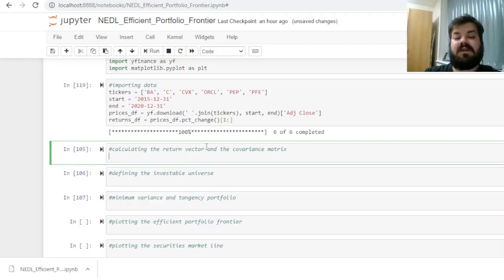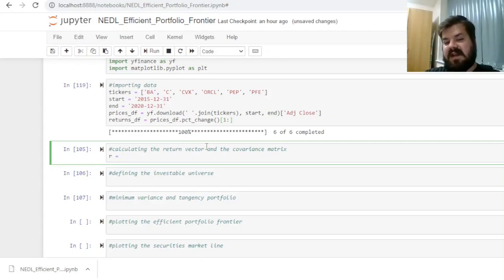Finally, to define our problem, we can calculate our average historical annualized returns and our annualized covariances. So our return vector would be denoted R, and let's define it in terms of our annualized average historical returns.